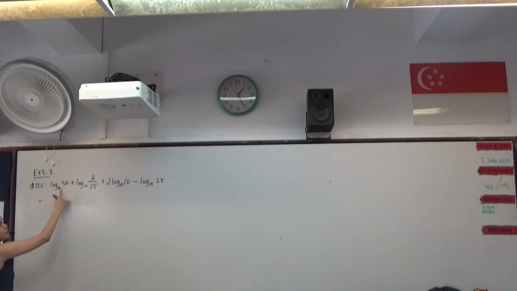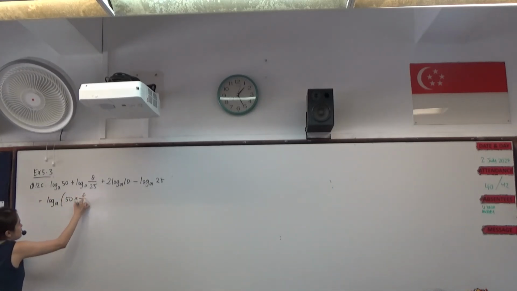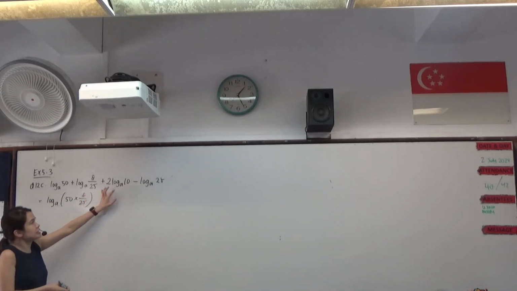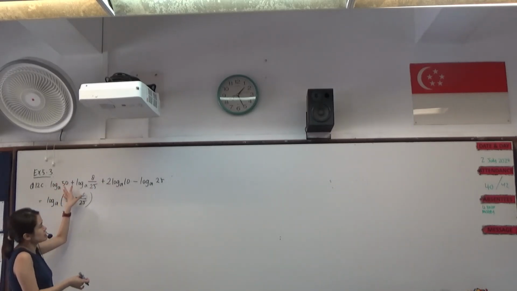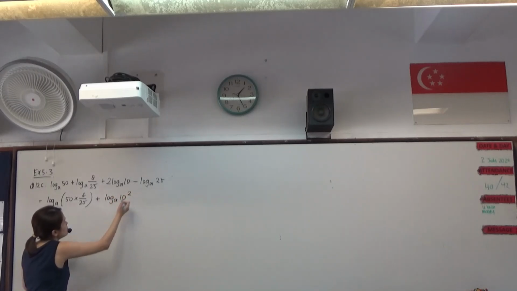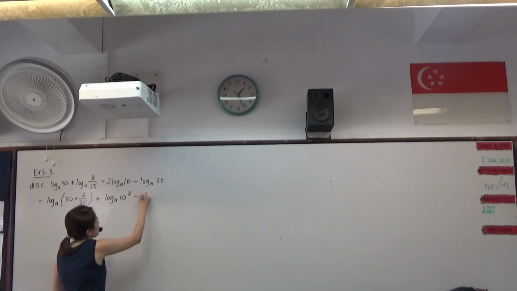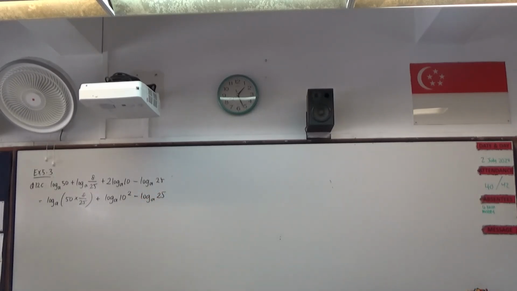Okay, since there are two separate logarithms with the addition, we know that we can apply our product law to say that we have log A 50 times 8 over 25. Okay, that is for the first two logarithms. Then for the third one, before we go into merging it with the first two, we may want to apply our power law to bring the two up to become 10 squared first. Okay, then for our 25, leave it as it is.